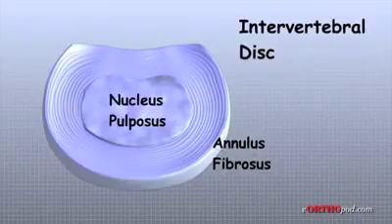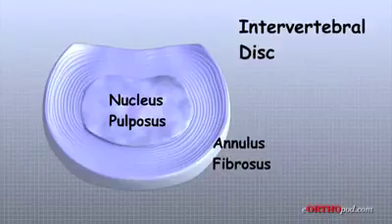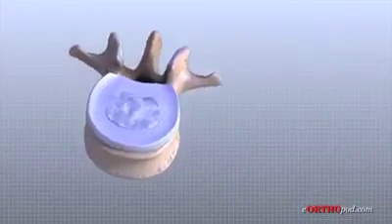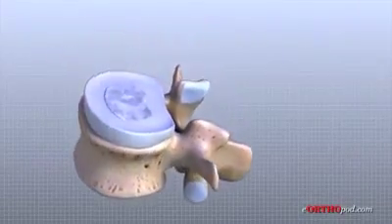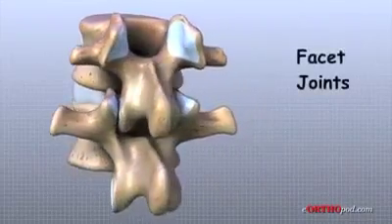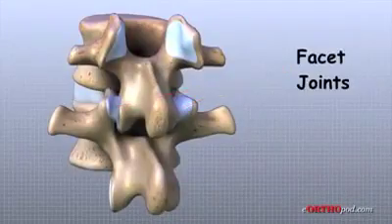Ligaments are made of strong connective tissue and connect one bone to another. The annulus fibrosus is actually a special ligament that connects two vertebrae together. Between the vertebrae of each spinal segment are two facet joints. The facet joints are located on the back of the spinal column. There are two facet joints between each pair of vertebrae, one on each side of the spine.